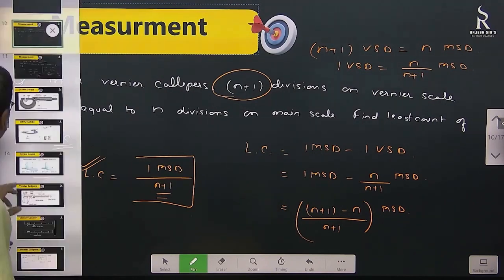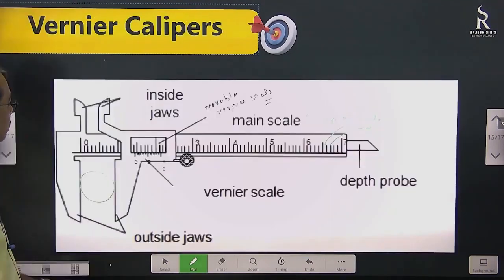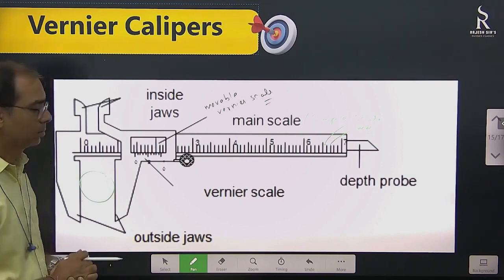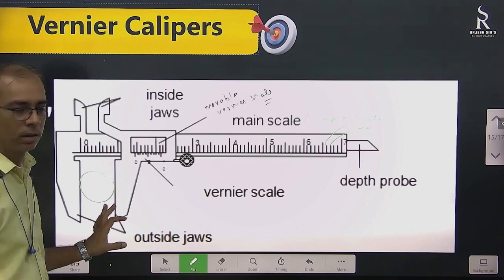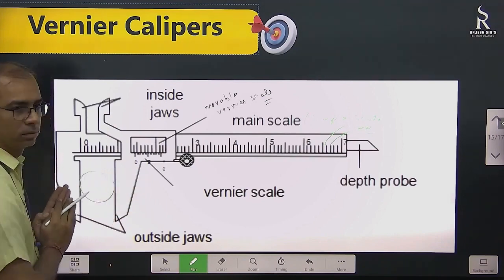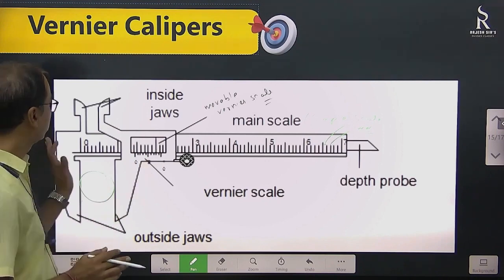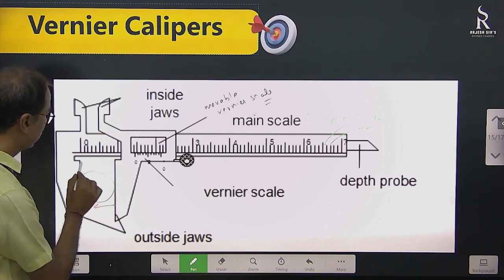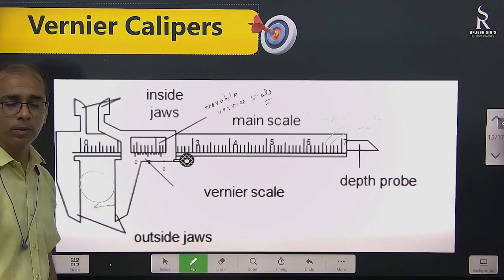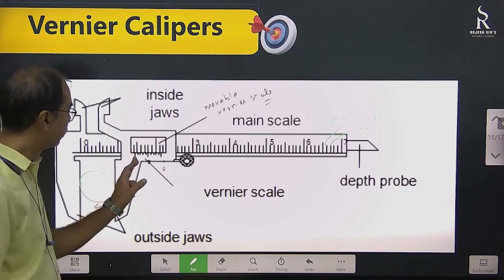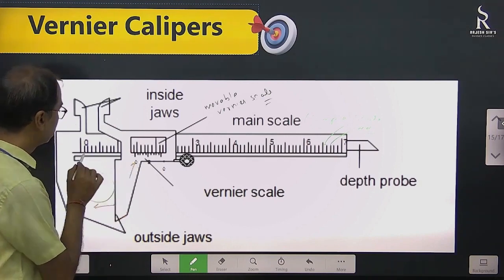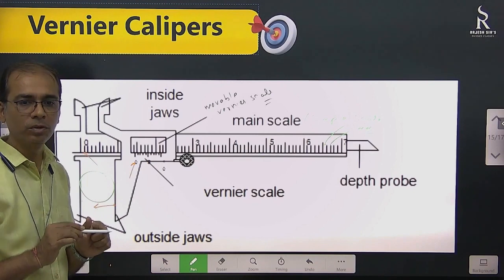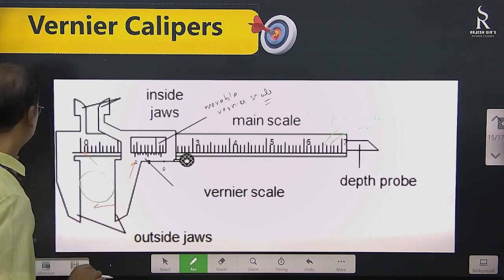Okay, let's go back to vernier calipers. Okay, we said this is vernier calipers. Normally when we get vernier calipers in that condition, what will be there? Obviously this will not be there earlier. So both the jaws will be together, one over the other. They will be touching each other. So in that case, what will happen? This is vernier scale 0 and this is main scale 0. Both will be at the same place. 0 of both should be at the same place. Okay, something like this.